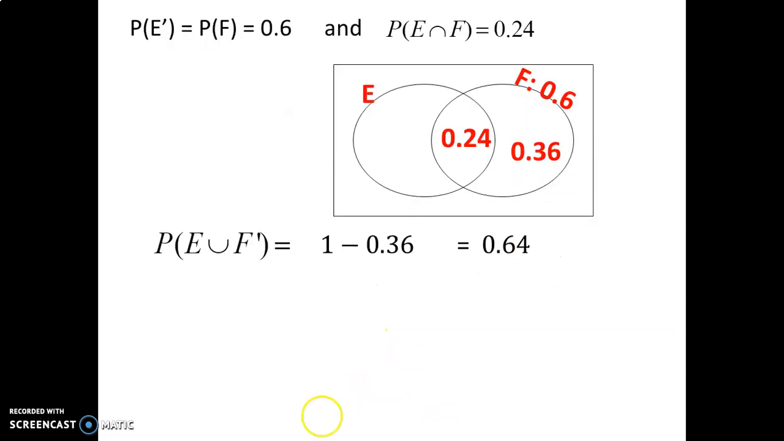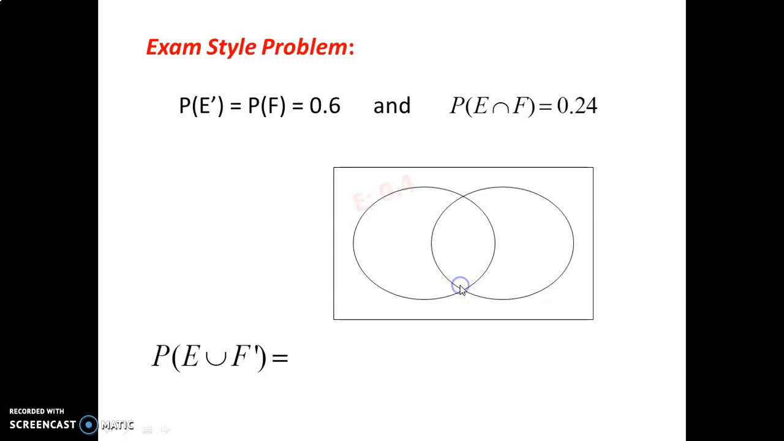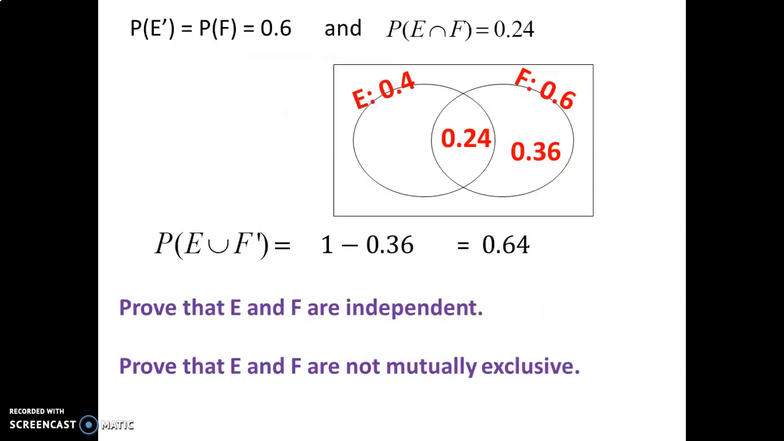Okay, so next question was this. Prove that E and F are independent. How would you do that? The way to begin this one is to look at the formula. The formula for E and F being independent is this one: here's E and F, and in an independent situation you multiply them. So the way to check independence is just to confirm that this formula works.